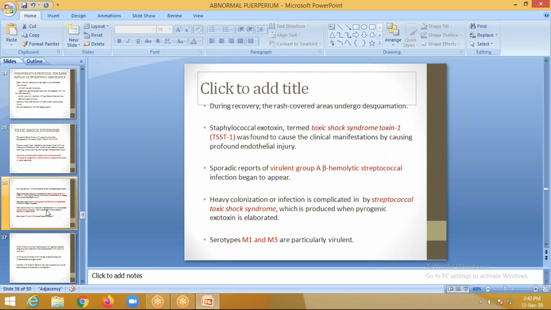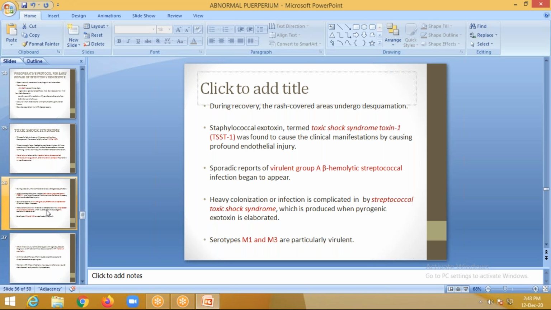During recovery, the rash-covered areas undergo desquamation. Most commonly, it is due to a Staphylococcus exotoxin termed toxic shock syndrome toxin 1, which was found to cause the clinical manifestation. Sporadic reports of virulent group A beta hemolytic streptococcal infections began to appear. Infection is complicated by streptococcal toxic shock syndrome, which occurs when pyrogenic exotoxin is elaborated.